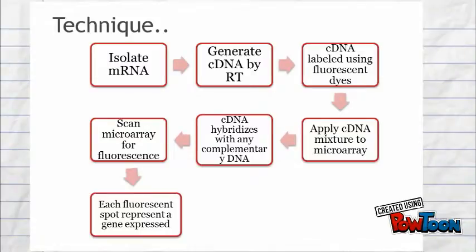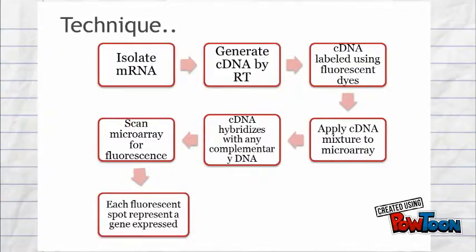Next, we're going to move on to the basic technique of using microarray. First, we need to isolate mRNA from tissue of interest. Next, cDNA is generated from the mRNA by reverse transcriptase, and the cDNA is then labeled using fluorescent dyes. The cDNA mixture is then applied to microarray, and this cDNA will hybridize with any complementary DNA. Next, the microarray will be scanned for fluorescence, and each fluorescent spot represents a gene expressed.